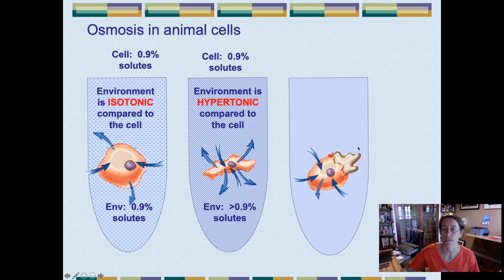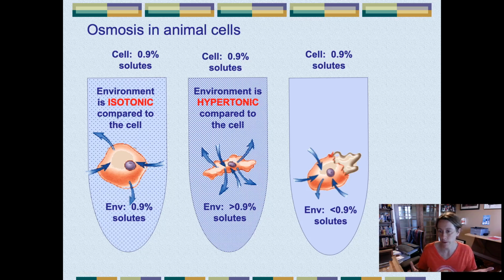We're going to take another cell, 0.9% solutes again, and this time we're going to dump it in a test tube that has an environment that is less than 0.9. So this environment maybe is 0.1. So it's got fewer solutes floating around in this test tube than there are floating around inside the cell.